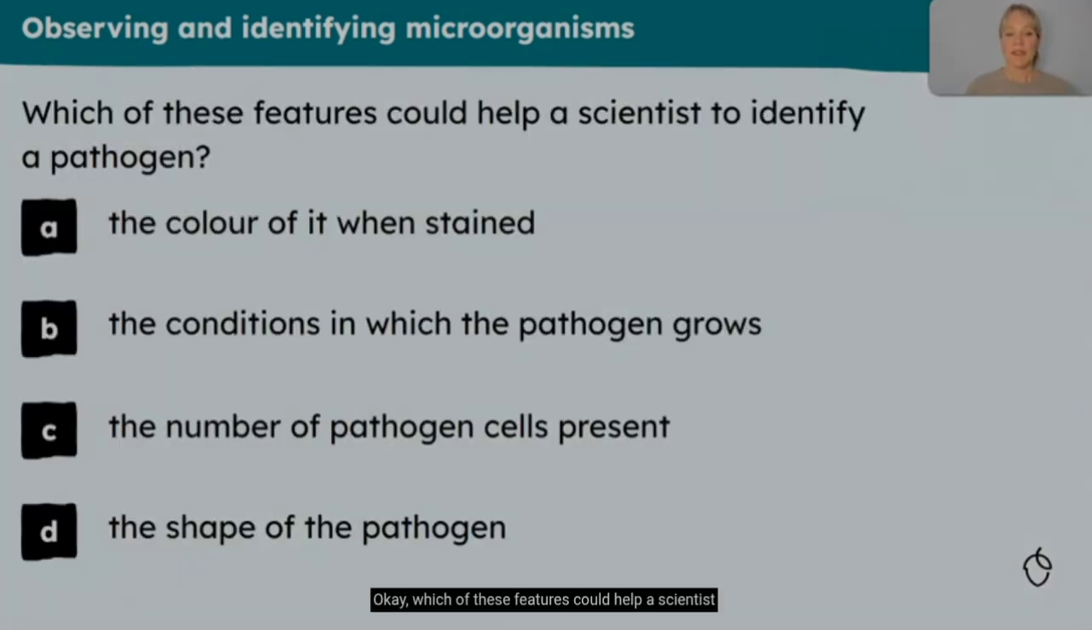Okay, which of these features could help a scientist to identify a pathogen? A, the colour of it when stained. B, the conditions in which the pathogen grows. C, the number of pathogen cells present, or D, the shape of the pathogen. I'll give you a moment to think about it, but if you need more time, please pause the video. Okay, did you realise the colour of it when it is stained, and also the conditions in which the pathogen grows and the shape of the pathogen? So A, B and D are all correct there. Excellent, well done.